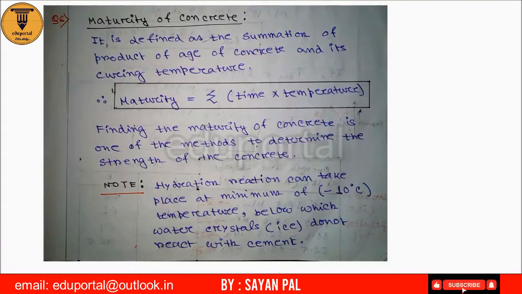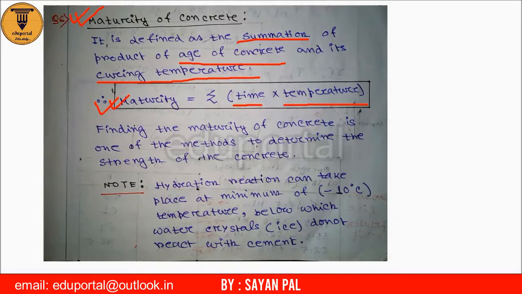First, what is maturity of concrete? It is defined as the summation of the product of age of concrete and curing temperature. So maturity equals the summation of age of concrete, that is time, and average temperature of curing, that is the temperature. Its unit is degree Celsius hour. Now why do we need to determine the maturity of concrete? Because maturity of concrete helps to determine the strength of concrete. We will see how it helps.